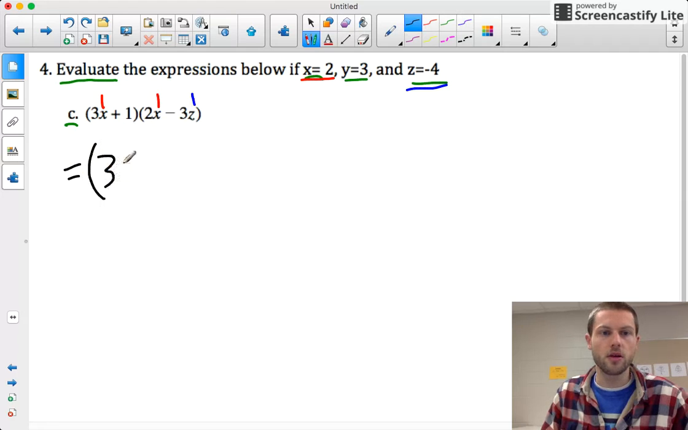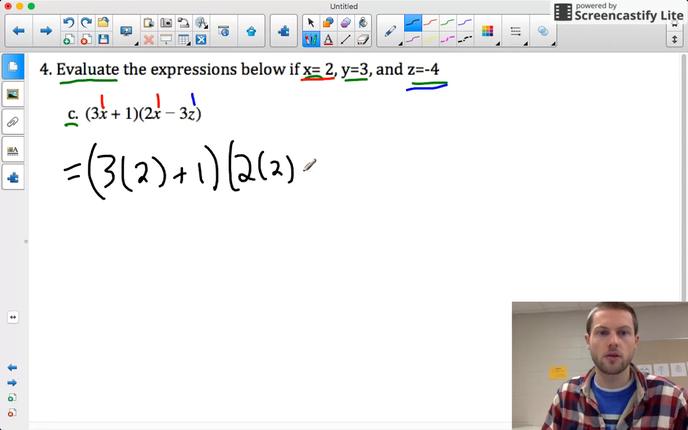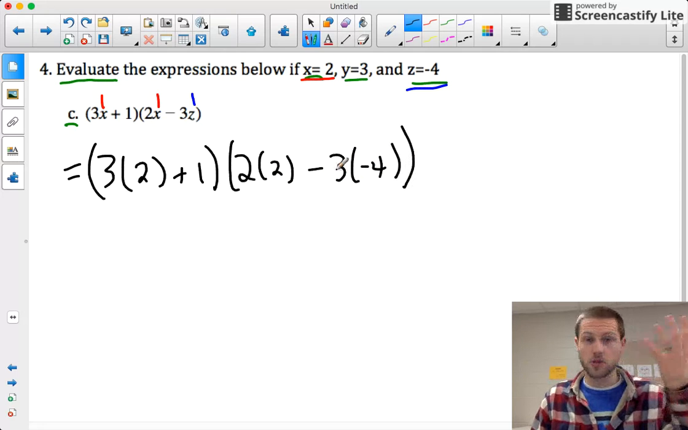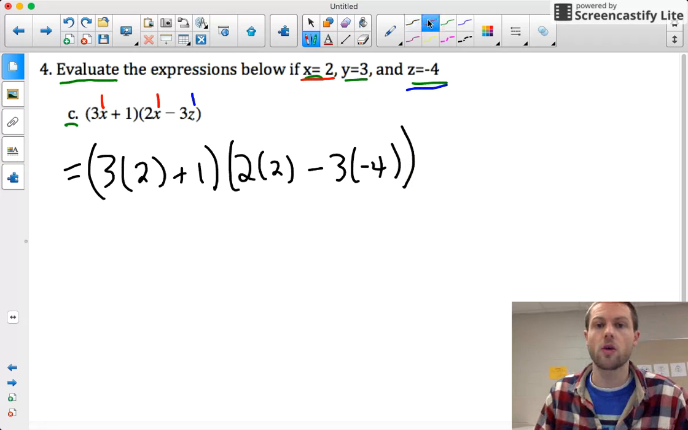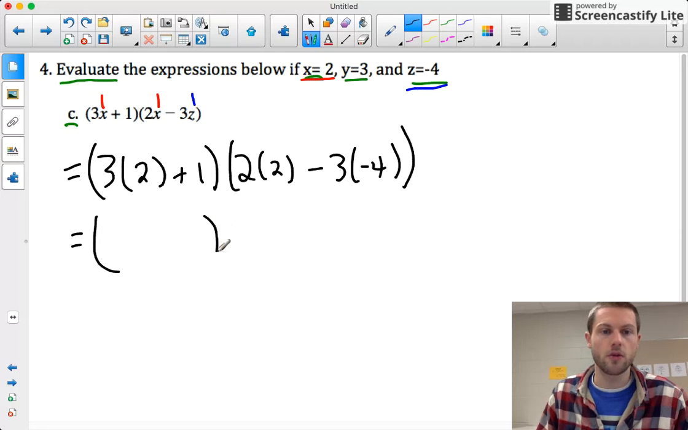So let's see what we get out of this thing. I get a 3. And remember, I like to use the parentheses whenever you're substituting in for a variable. So I have (2) in for x, and then plus 1, and then 2, another x, minus 3z. And now I'm just using PEMDAS. I'm evaluating what I have inside of these parentheses, these factors, this expression. So let's start with this set of parentheses here.